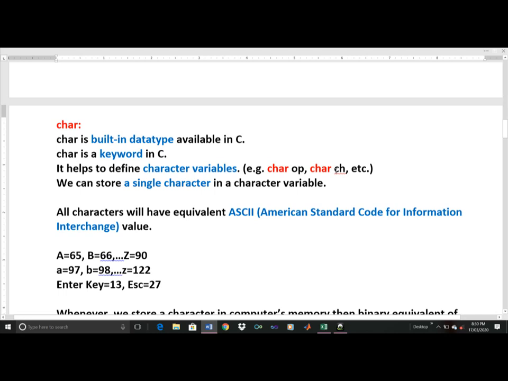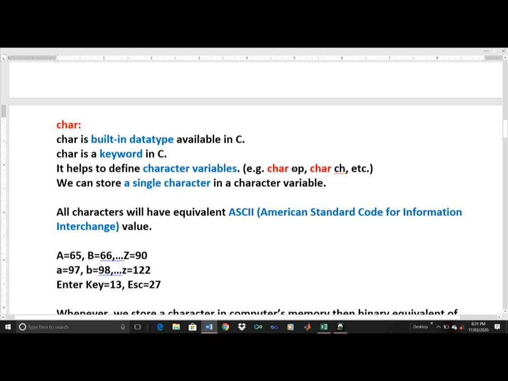Here we have two examples. Here we have two variables, OP and CH. Both are of which type? Character. I use the OP variable to store a single character. I use the CH variable to store a single character.